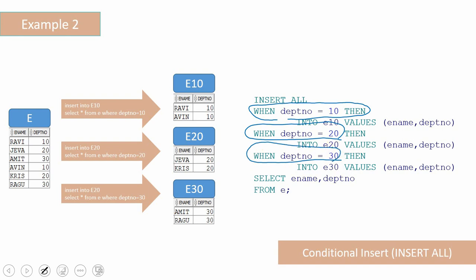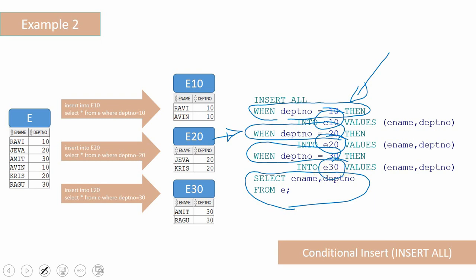So what will happen is, whatever the data it selects from the source query based on the condition, whatever the record that satisfies this condition, those records will be inserted into E10 table. Similarly, whatever the record that satisfies the second condition, that is department equal to 20, those records will get inserted into E20 table. Similarly, the employees working in 30 department will get inserted into E30 table.